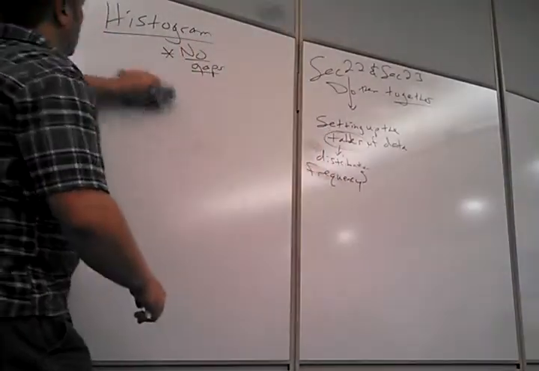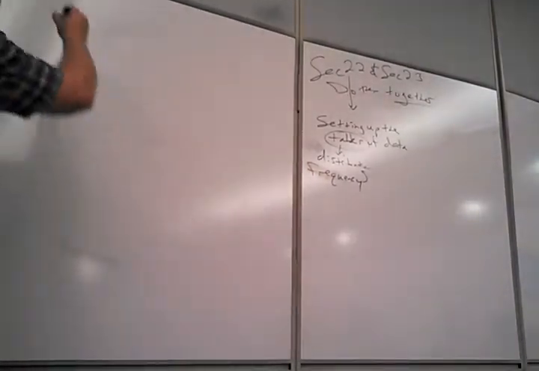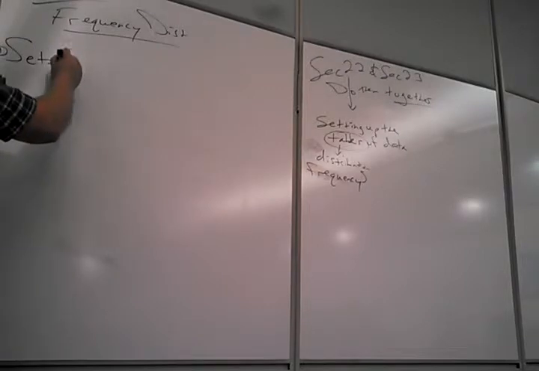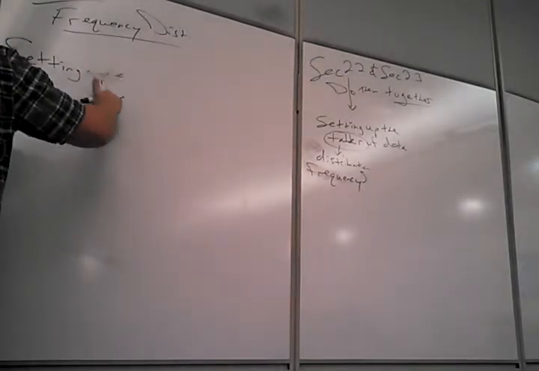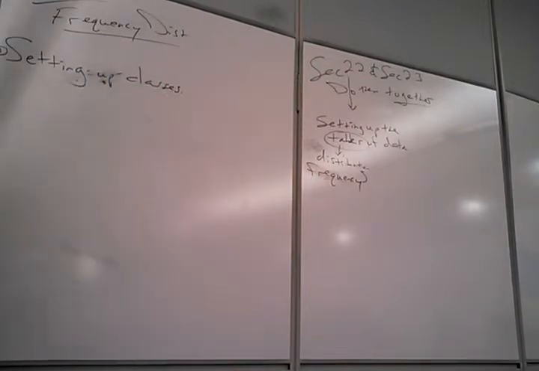So the first thing we want to focus on, this is Section 2.2 kind of stuff here. We're making a frequency distribution. We want to focus on the classes, because if I can get those set up, I just have to go count how many things showed up in that class. So how the hell do I set up a class? So, one: setting up classes.